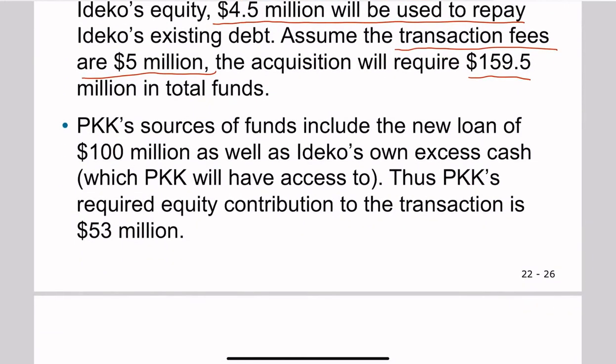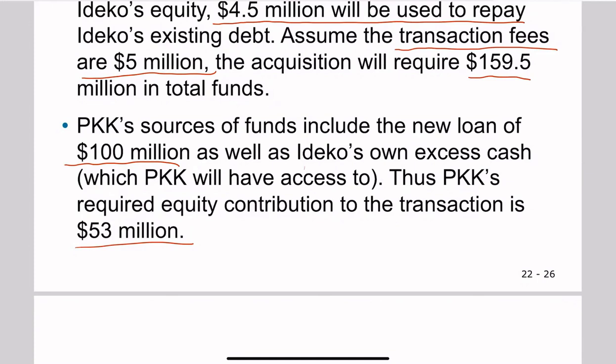Now let's think about your financing. Let's assume you could acquire a bank loan of $100 million. Consider this as a leveraged buyout. You will acquire a large amount of debt to make your acquisition. And then let's say your own firm's money would be $53 million.